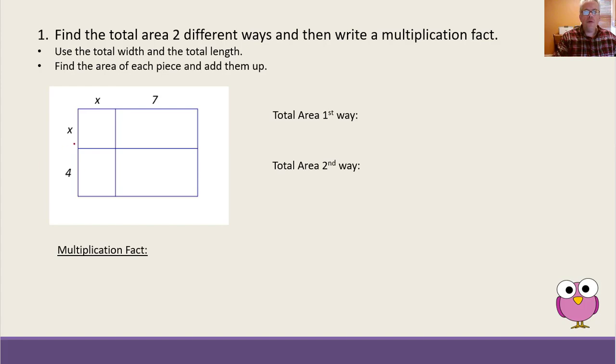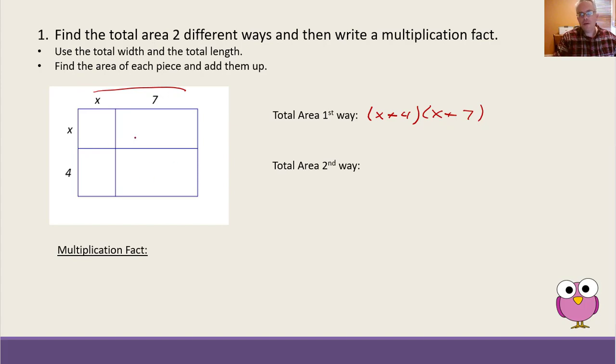So one way to write the total area of this figure is to take the total width, which would be x plus 4, times the total length here, which is x plus 7. That way is the quickest way. Total width times total length. And the product of these two expressions would be equal to the total area of this shape.